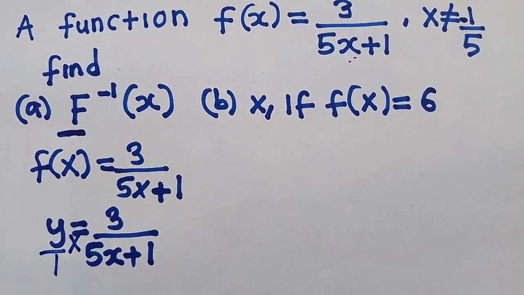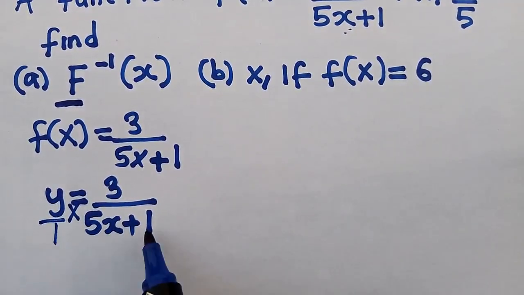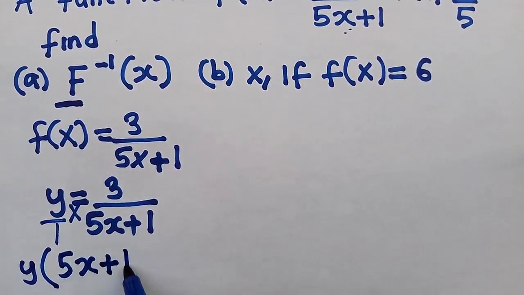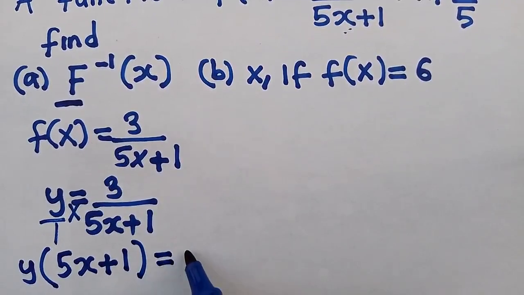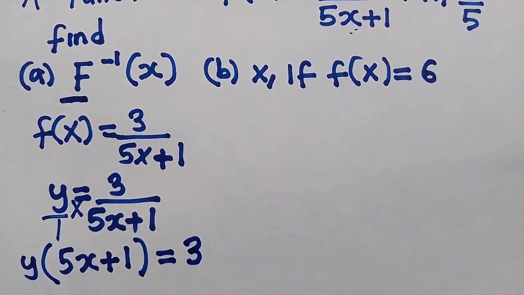How can you cross multiply here? Since these are having two terms, we cannot multiply directly. You are going to say y, open bracket, 5x plus 1, is equal to 3. From here now, you start expanding. Don't forget your aim. You want to make x the subject of the formula.